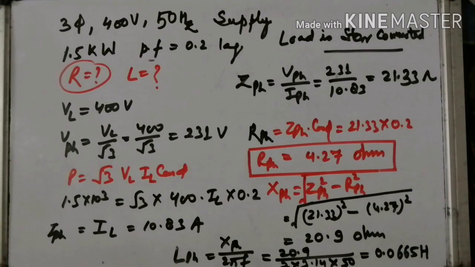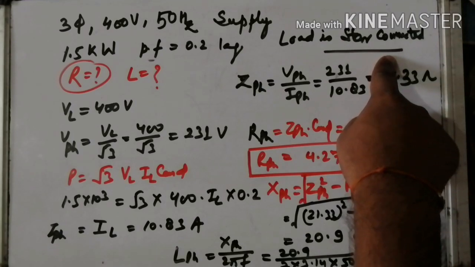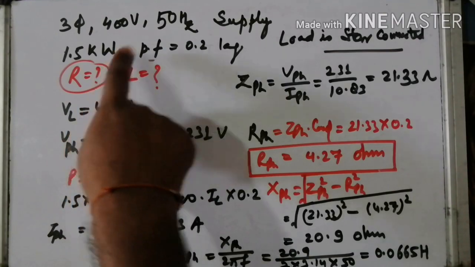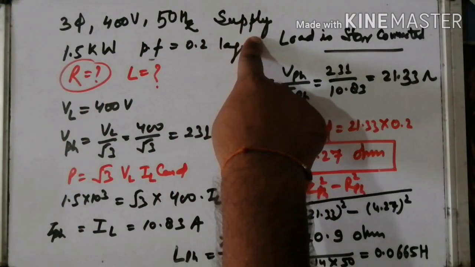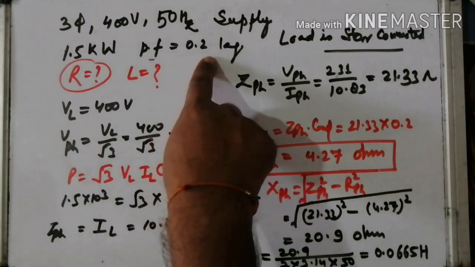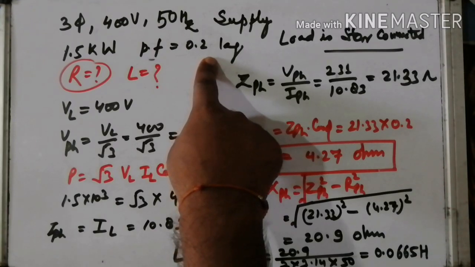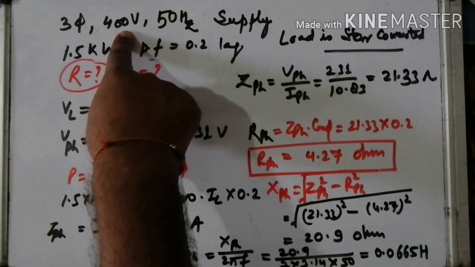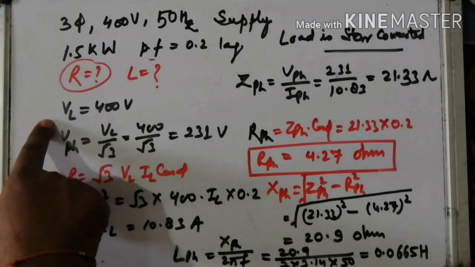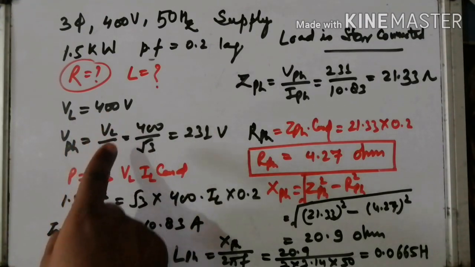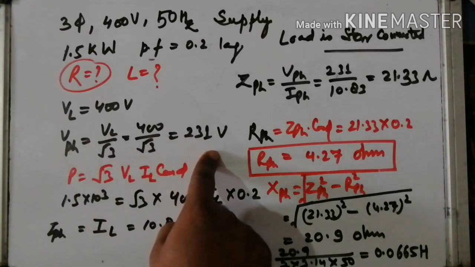Right? I'm repeating, please see the question very carefully. There is a star connected load which consumes power 1.5 kilowatt with the three-phase supply. Data for the three-phase is 400 volt, 50 hertz and power factor is 0.2 lagging. In the case of star connection, this voltage is considered as line to line voltage, that is line voltage. With the help of the line voltage and phase voltage relation, that is VPH equal to VL upon root 3, we can calculate the phase voltage.